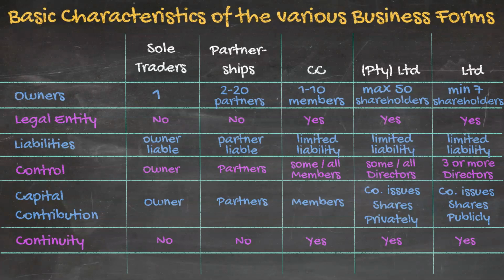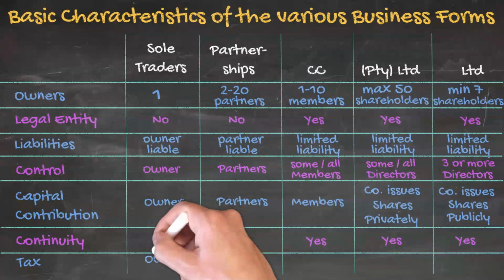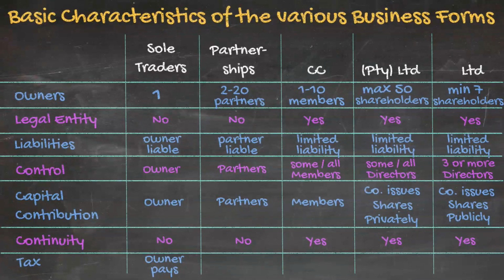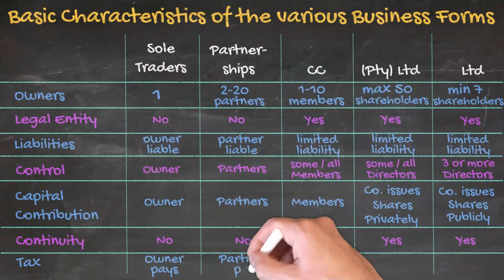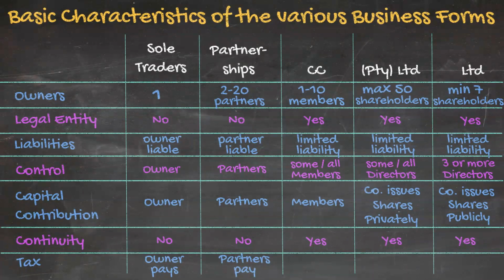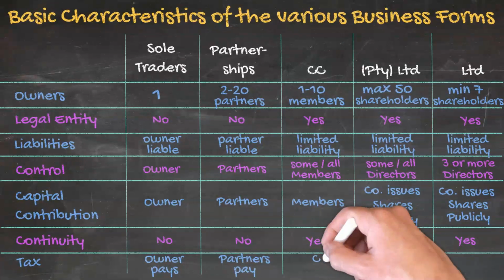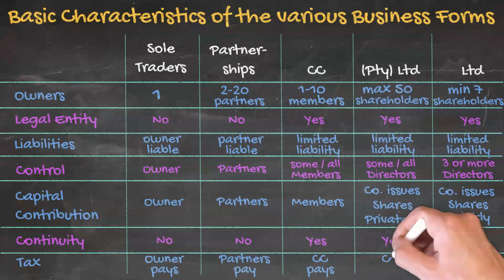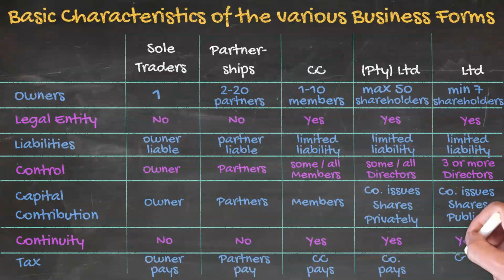Now let's also take a look at the tax obligation of each form. With sole traders, the owner pays income tax on the profits received from the business. Same with partnerships. The partners pay income tax on the profits received. But with CCs, private and public companies, the company pays corporation tax on the net profits of the corporation.